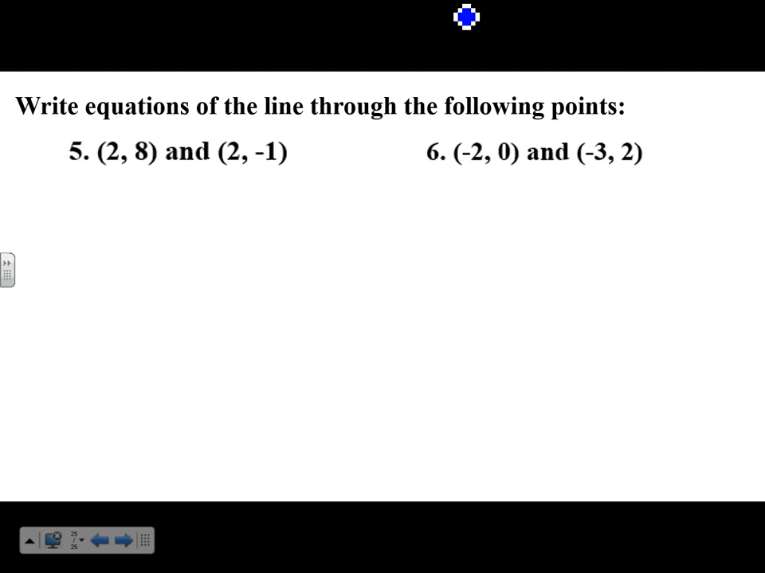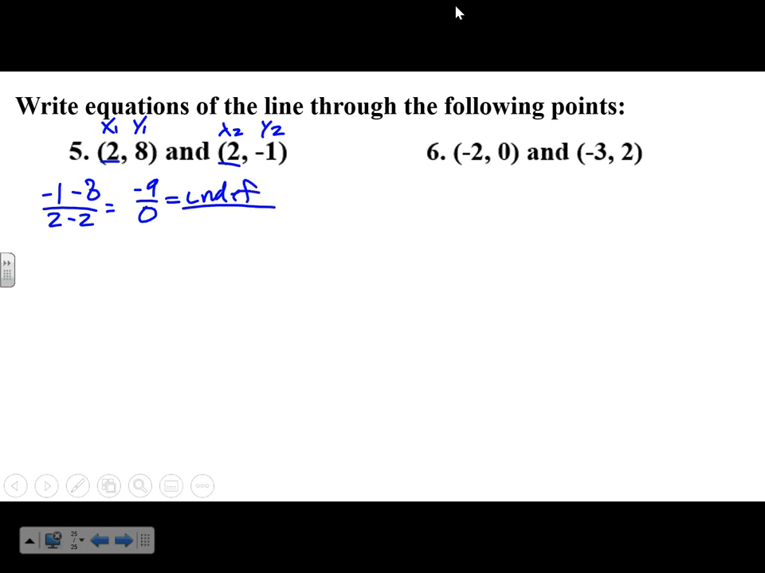Okay, so this is the last one. So x1, y1, x2, y2. So negative 1 minus 8 over 2 minus 2. Negative 1 minus 8 is negative 9 over 0. It's over 0. Double check. 2 minus 2 is 0, so that's undefined.